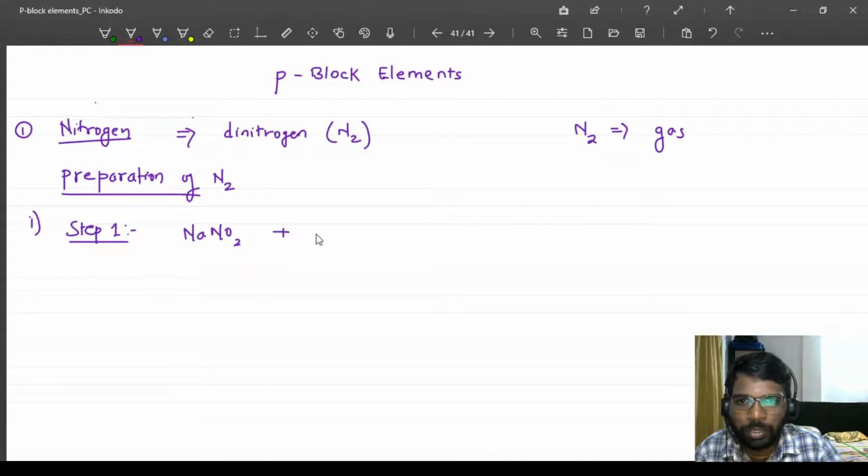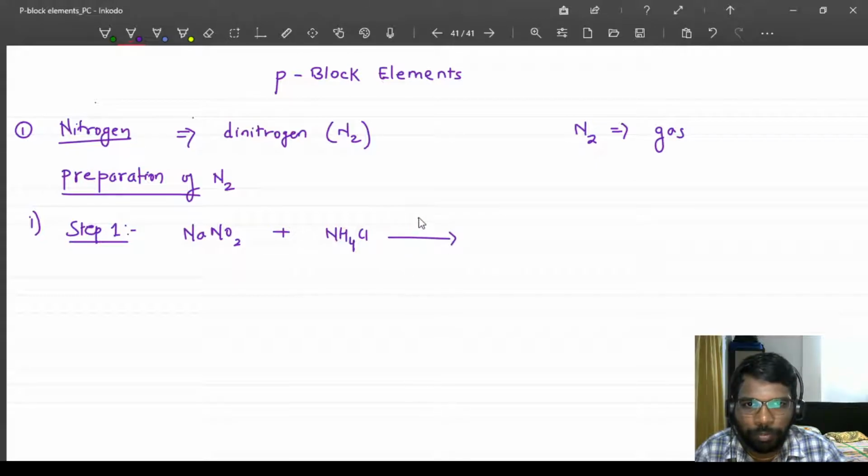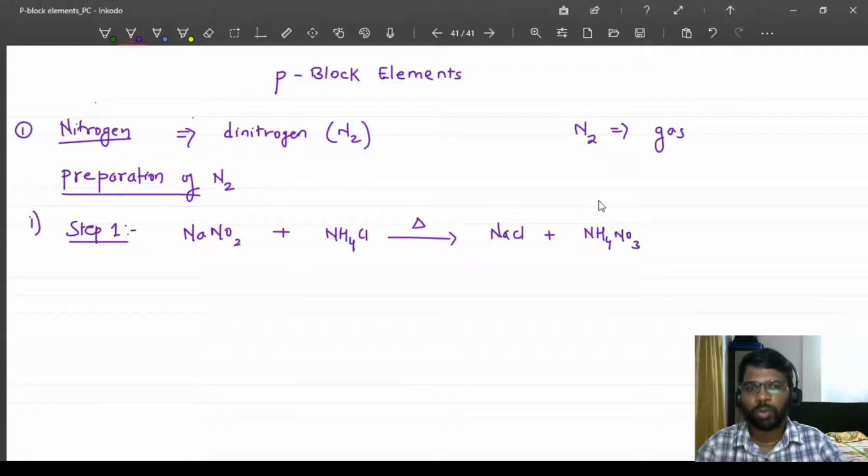NaNO2 plus ammonium chloride. If we heat this compound, what we get is salt, NaCl, plus NH4NO2. Now here sodium is getting combined with the chlorine, since sodium is a group 1 element.